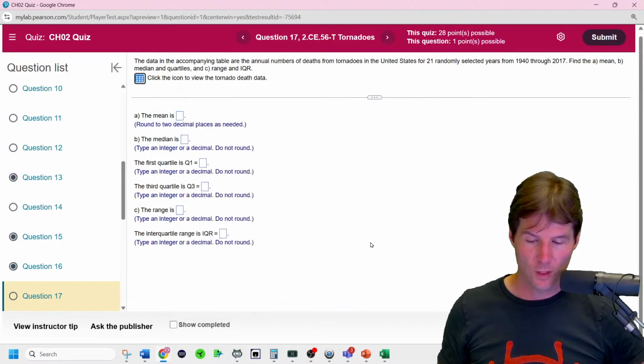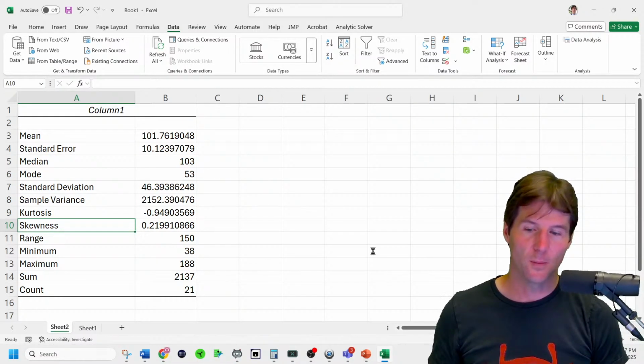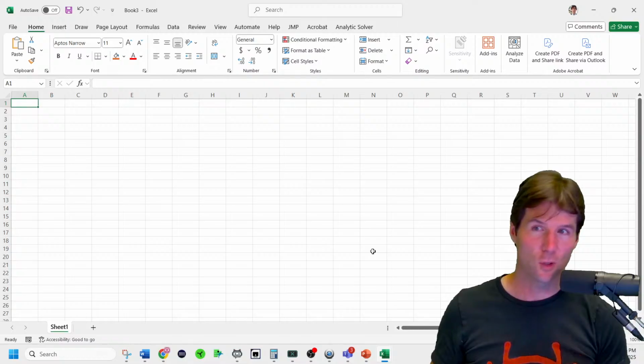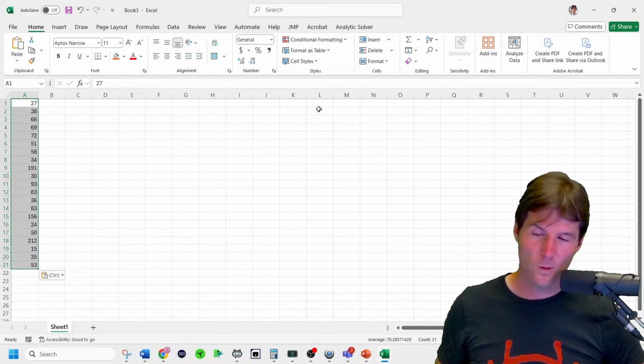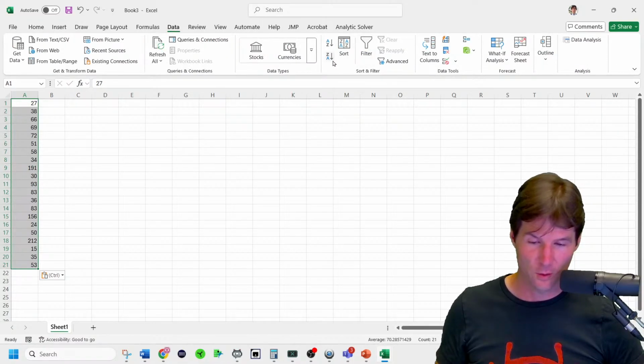Now, we could do these by hand. They would take much longer. But in Excel, we're going to hit Control-N for New Data Table. You can also do File, New Data Table, or Command-N on a Mac. We're going to hit Control-V or Command-V on a Mac or PC. Now the data's in here. We're going to do something first. We're going to go to the Data button and go to Sort lowest to highest.